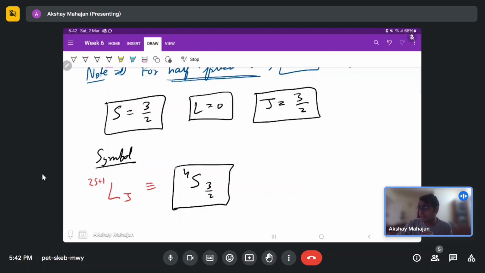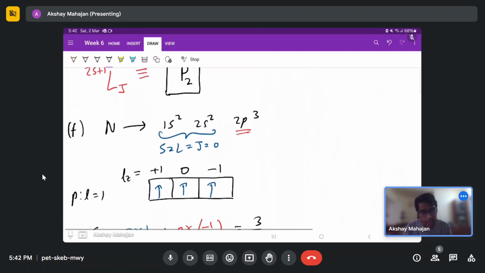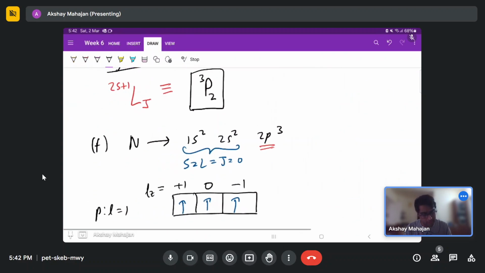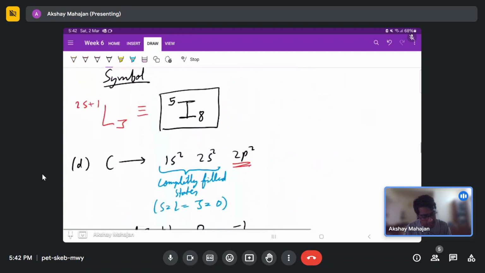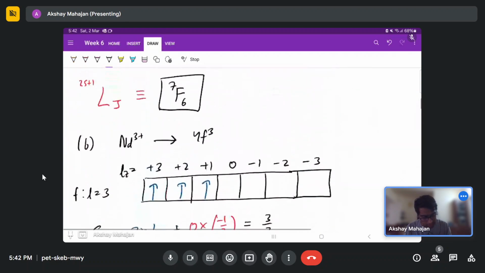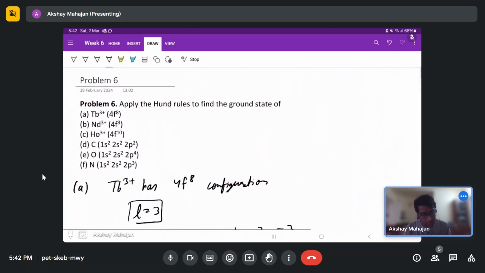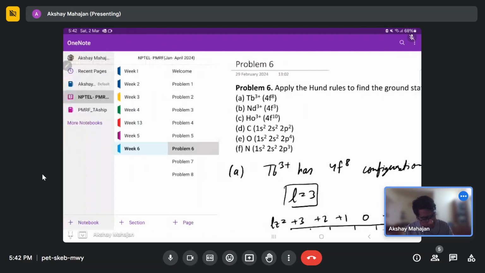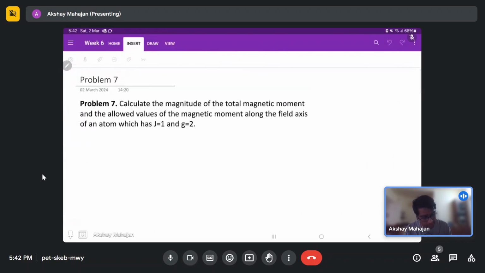Alright, so this was our problem number 6. Any doubts in this problem? I guess I have covered almost all the possible combinations of Hund's rules, so hopefully there will be no problem in finding S, L, J now using Hund's rules.